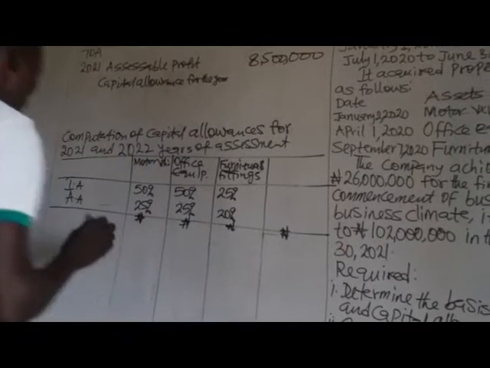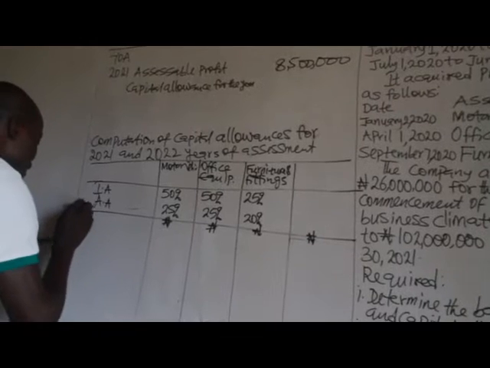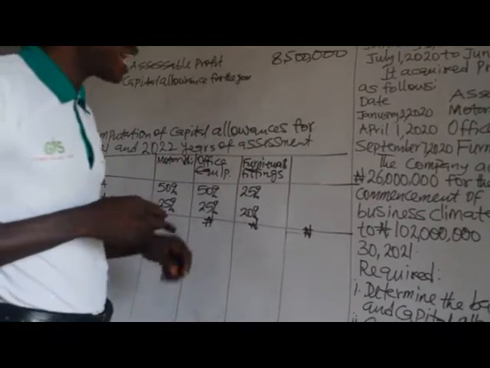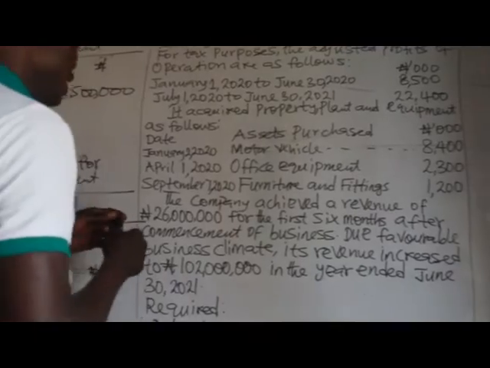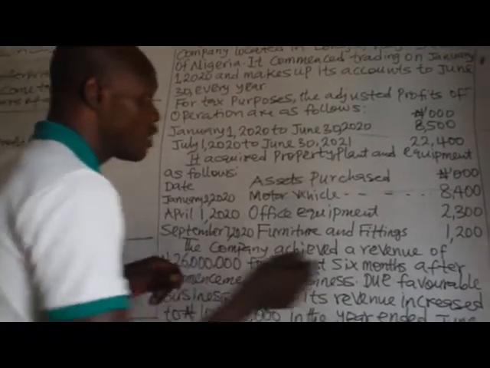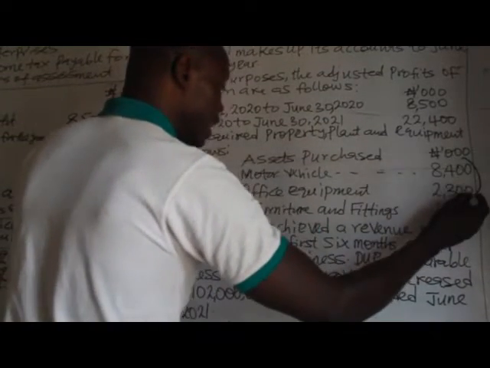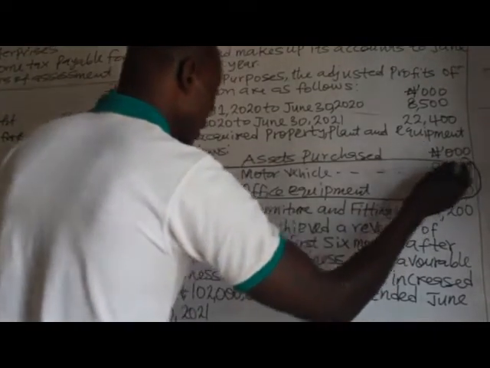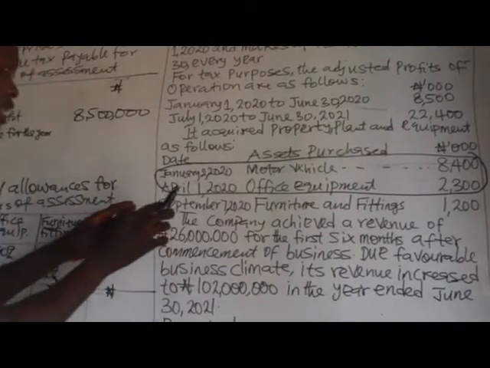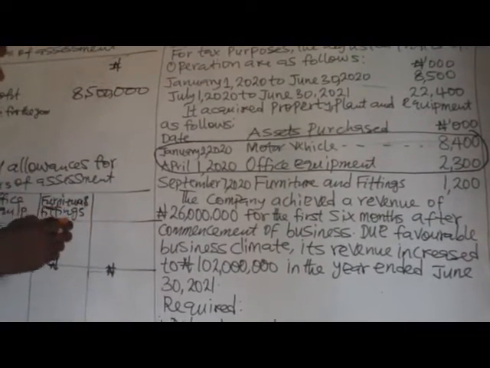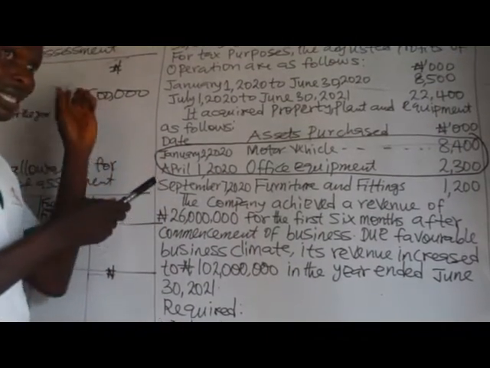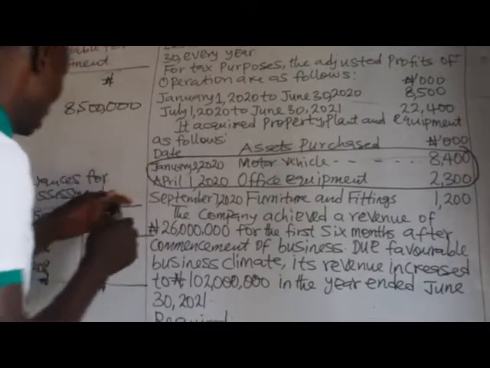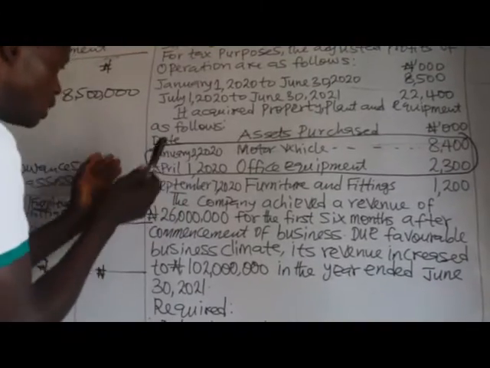So, year of assessment 2021. I've told you that only 2 of the assets qualify in the 2021 year of assessment. The 2 assets that qualify are motor vehicles and office equipment. These 2 qualify in the 2021 year of assessment since they were acquired in the 2021 basis period. Remember, the basis period for the 2021 year of assessment in requirement 1 is from January 1, 2020 to 30th of June 2020, and the assets were acquired between the said period.